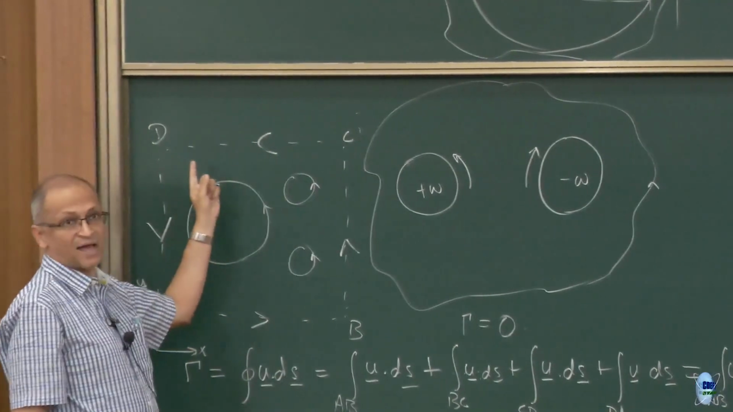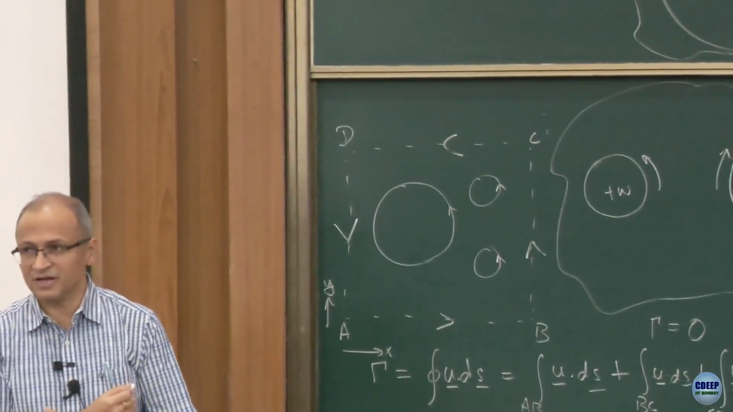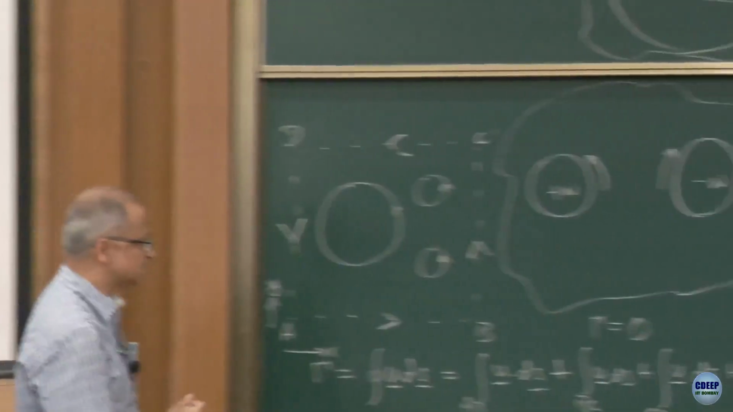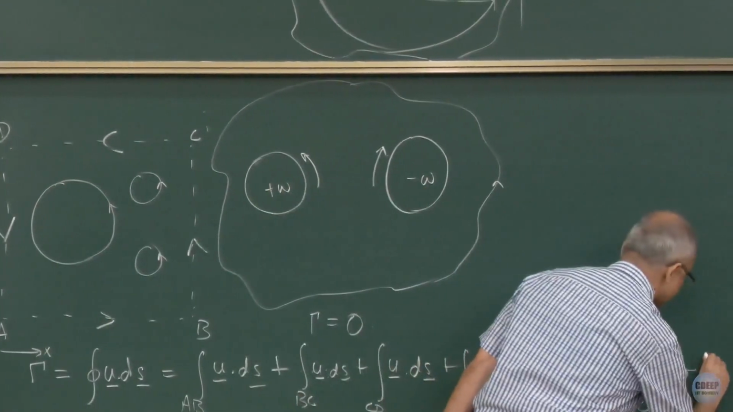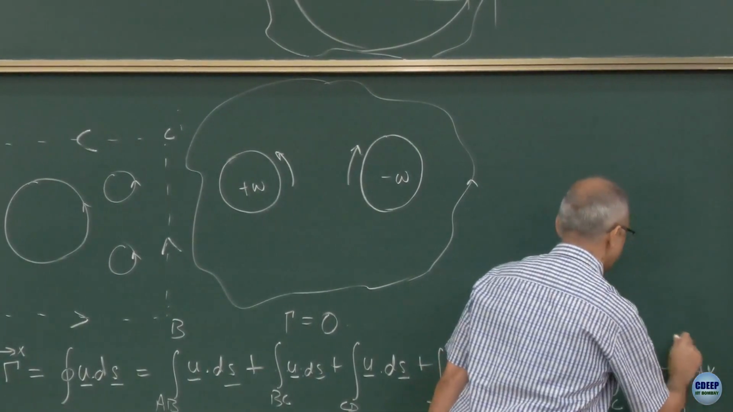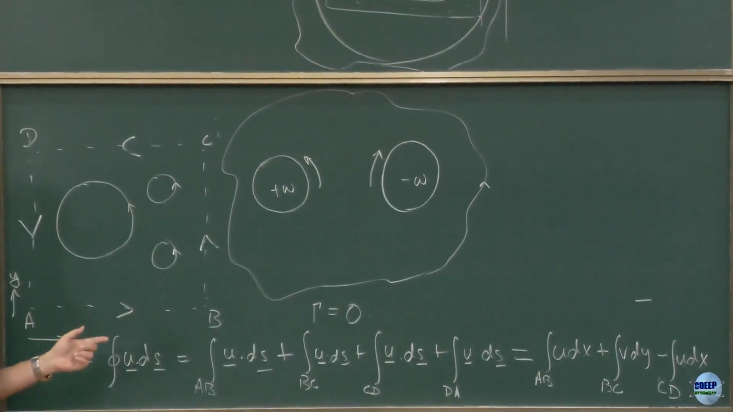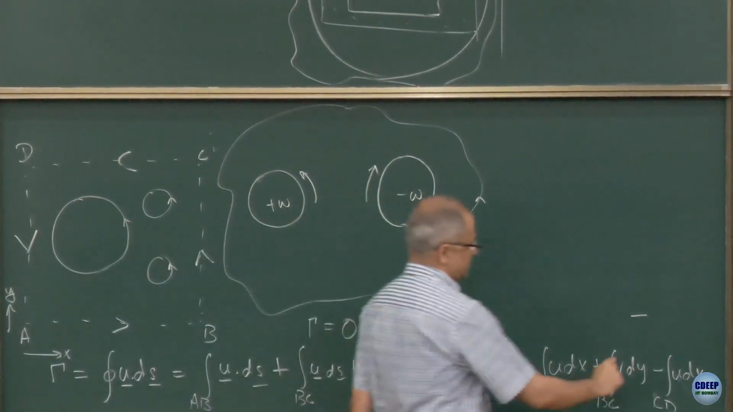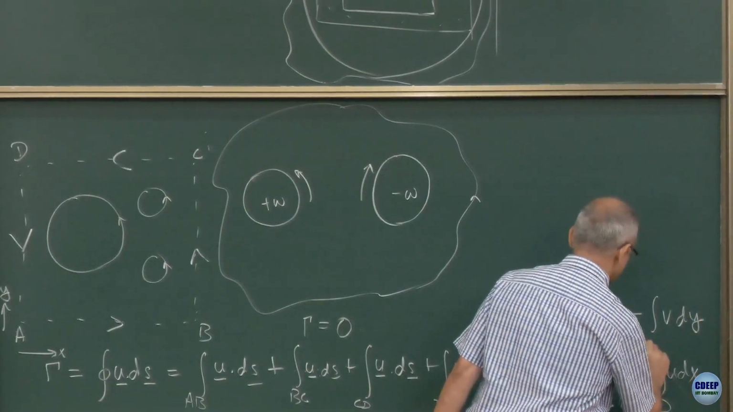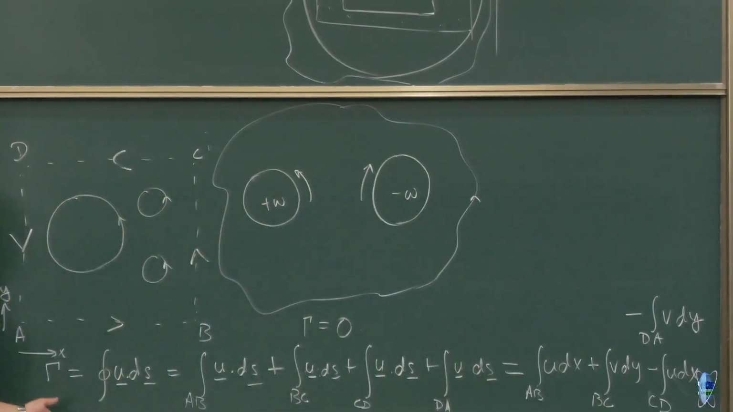So from C to D, I'm moving along the minus delta x direction. Of course, if I take a dot product, the only velocity component which will be relevant for me is u. So it will become u dx, but with a negative sign, from C to D. And then from D to A, it's a minus delta y. So it's v dy with a minus sign from D to A. Okay, so this is how I can find out the circulation.